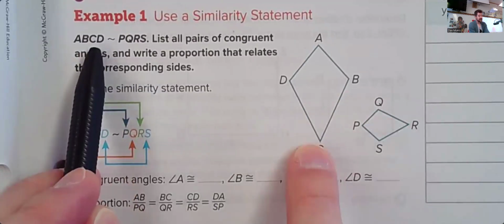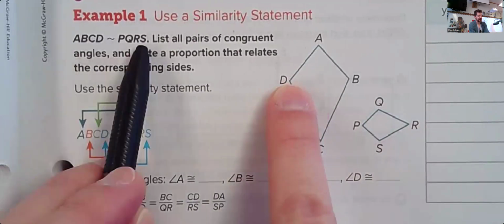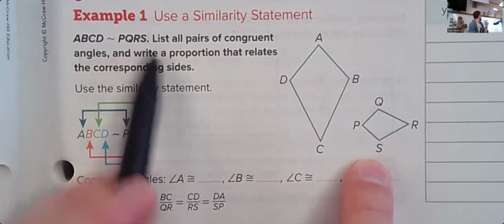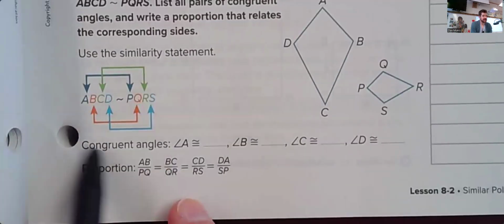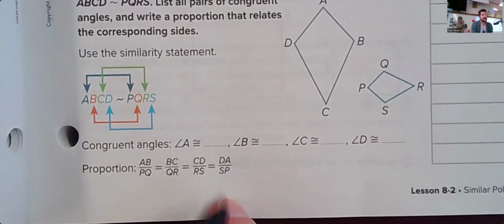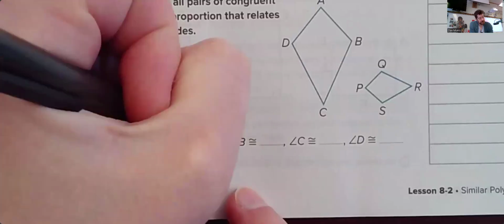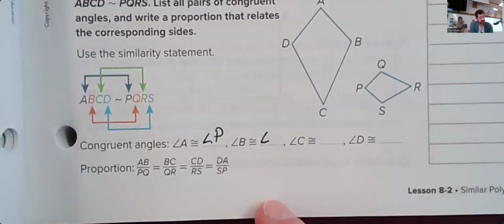Third one, C, corresponds to angle R. And the last one, angle D over here, corresponds to angle S over here. So what we're going to be able to say, and it actually color codes these things right here. Angle A is congruent to what? Angle P. You got it. Angle B is congruent to angle Q.